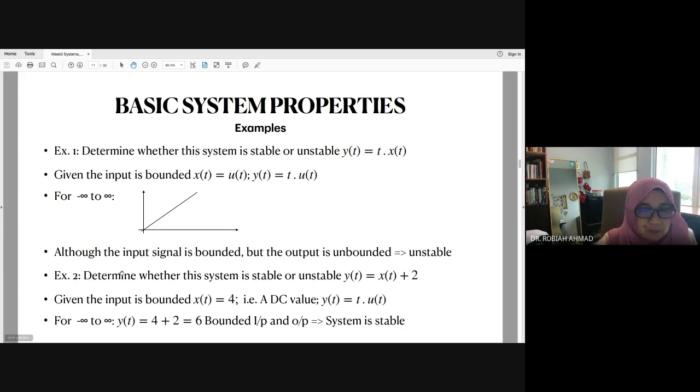Another example: whether this system is stable or unstable. Let's say xt is a DC value, and when we add 2, it will be 6, so the output is bounded. The same goes for sine and cosine, which give bounded output. Therefore we can see that the system is stable.